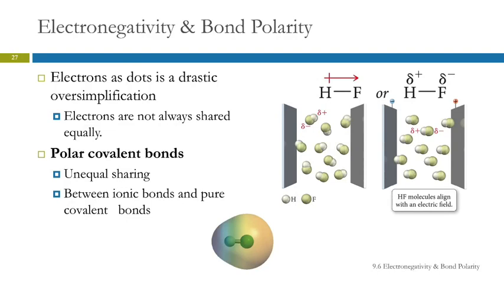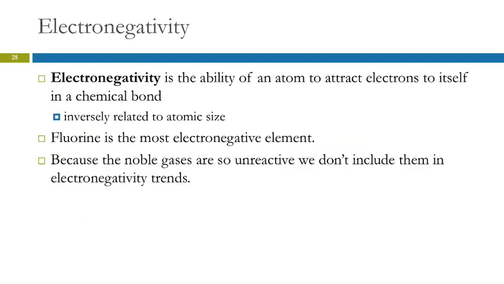So we can define electronegativity as the ability of an atom to attract electrons to itself in a chemical bond. This is inversely related to atomic size, for the same reason that we have this relationship with lattice energy and size, or ionization energy and size. A smaller atom is going to have a larger electronegativity than a larger atom.